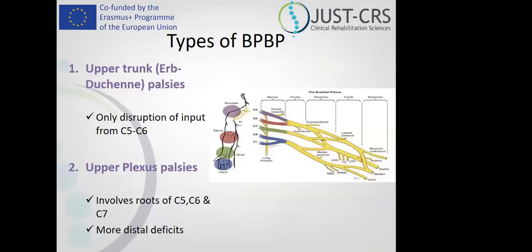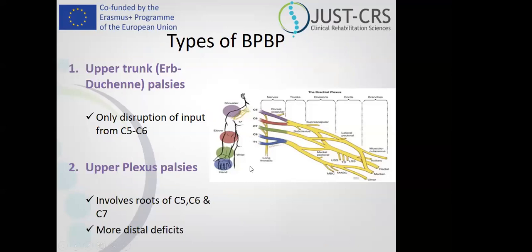The types of brachial plexus birth palsies. The first one is the upper trunk, which is Erb-Duchenne or Erb's palsy, and it is only a disruption to the input from C5 and C6. Thus, it affects the shoulder and the elbow.